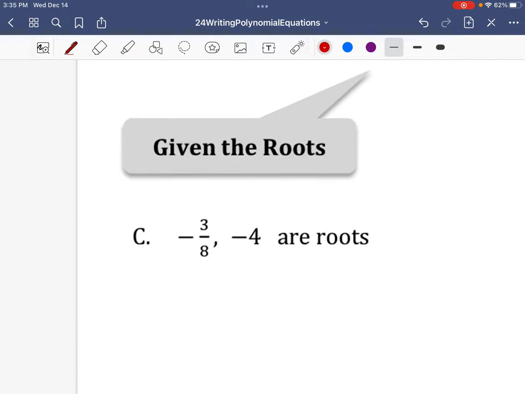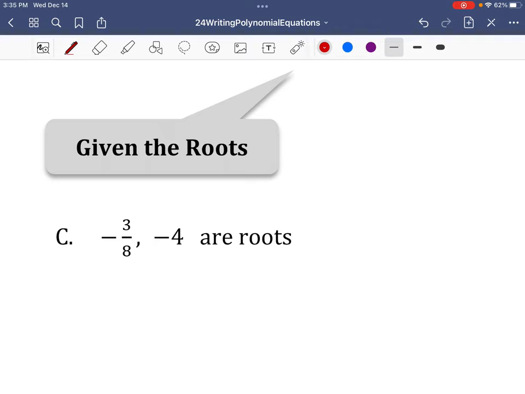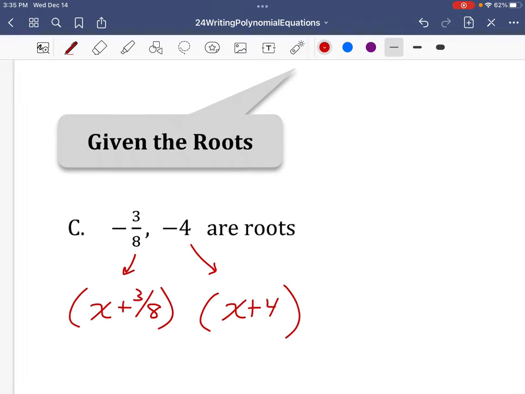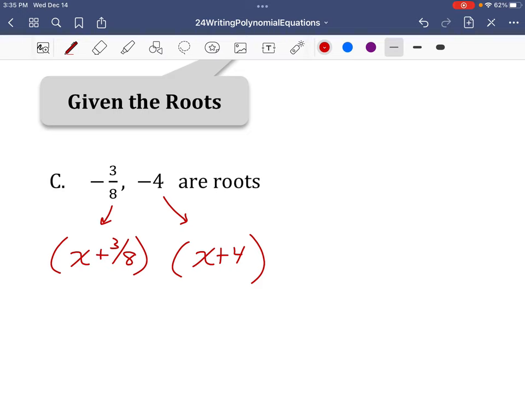So what happens if you're given roots? Well, remember, roots are always connected to a factor. Wouldn't it be true that x plus 3/8 would have to be a factor? Or wouldn't it be true that x plus 4 would have to be a factor? Yes. Those roots are connected to those factors.